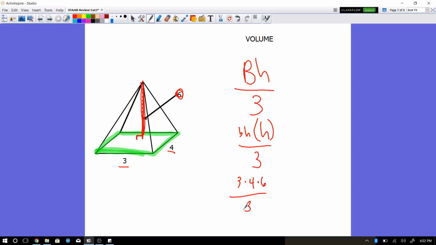All right. So I'm going to type in 3 times 4 times 6, 72, divided by 3. 24. 24. What kind of units? Say it with me. Cubed. Because we found volume. Cubes will fit inside of that.